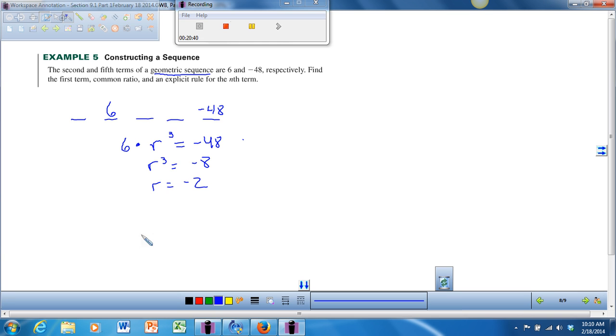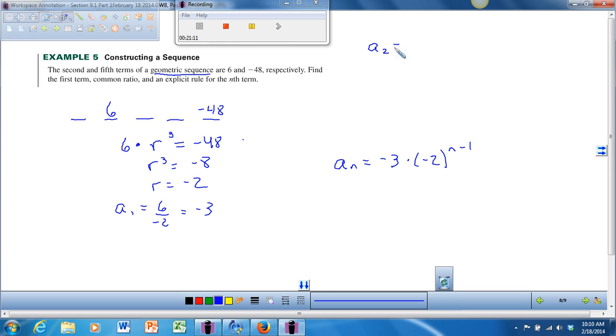Very nice. And then? And then I divided 6 by the common ratio to get the first term. So a sub 1 is going to equal 6 divided by negative 2, to get negative 3. And then I just plugged it into the equation: a sub n equals negative 3 times negative 2 to the n minus 1. Perfect.